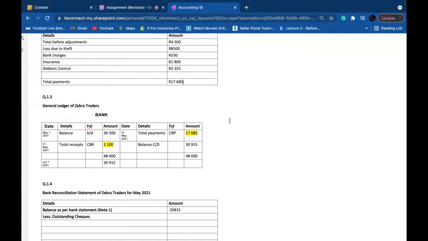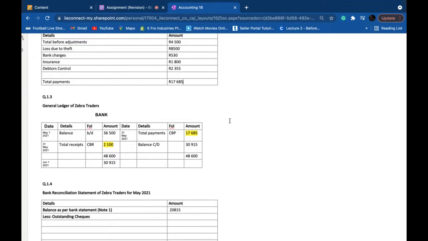Now, all that you need to do is find the opening balance on your bank account. And how did we get the opening balance on the bank account? This is important. This is relevant for us in 1B. We get the opening balance for the bank account by looking at the question and looking at last month's bank reconciliation statement, that final balance. Because remember what we do when we submit a bank reconciliation statement to the bank, we're saying this is the balance we have on our books, and this is the balance you guys should also have on our bank statement.